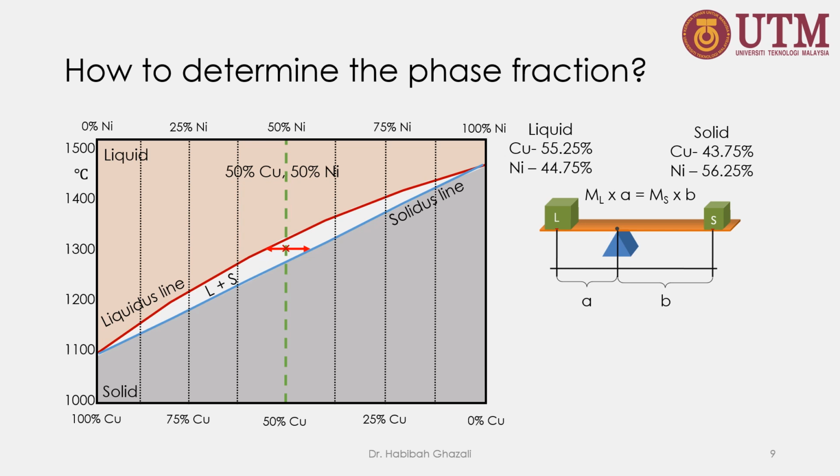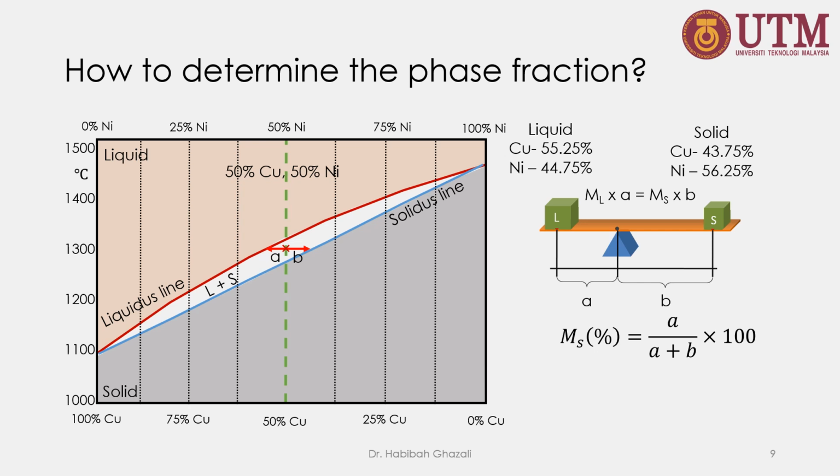So in an alloy or a mixture of two phases, in this case solid and liquid, the lever rule states that the mass fraction of solid phase you can get using this equation here, where A is the length from the fulcrum of the lever to the liquidus line, and B is the length from the fulcrum of the lever to the solidus line.